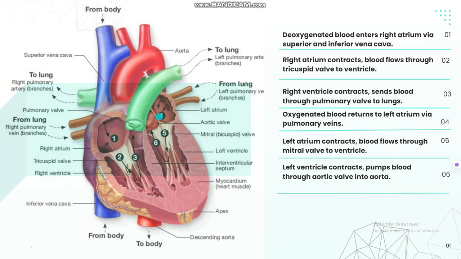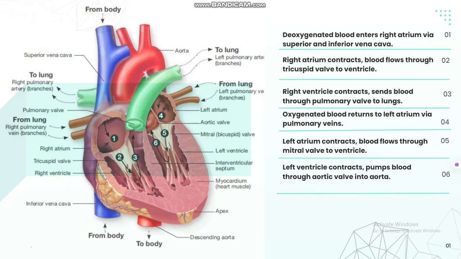Now in the fifth step, what happens? The left atrium, after receiving the oxygenated blood, starts contracting. So it contracts, blood flows via the mitral valve and then enters into the left ventricle. Now finally this left ventricle contracts. So blood gets pumped via the aortic valve and then enters into the aorta.